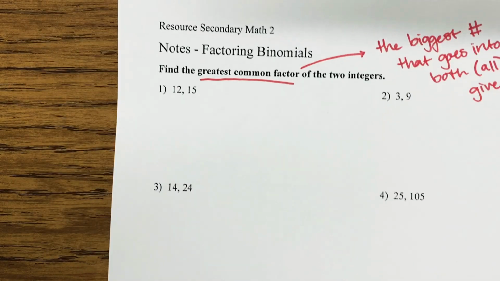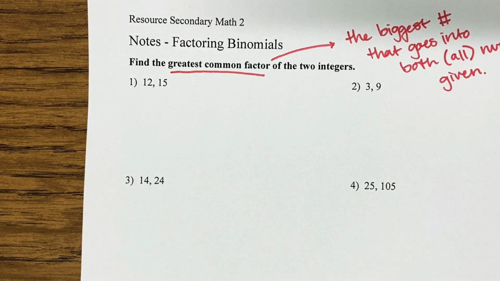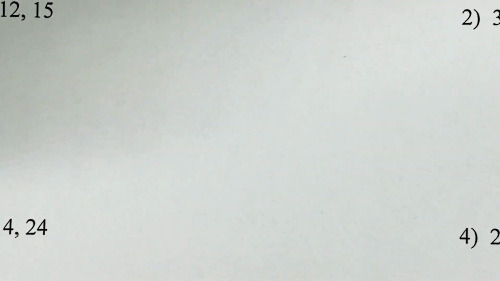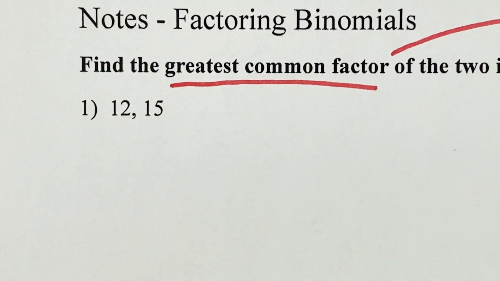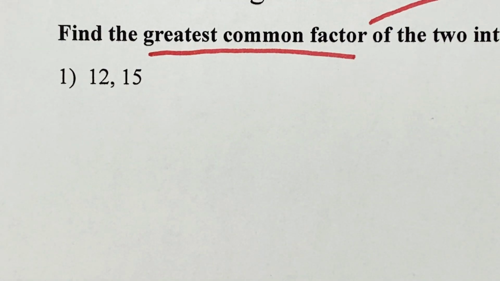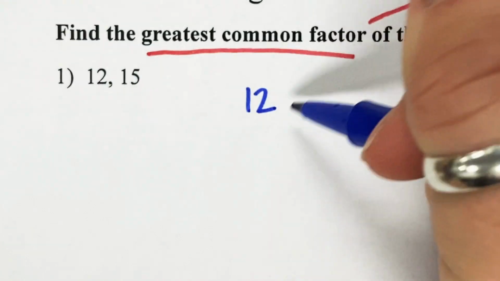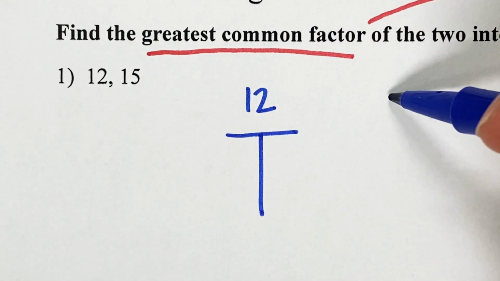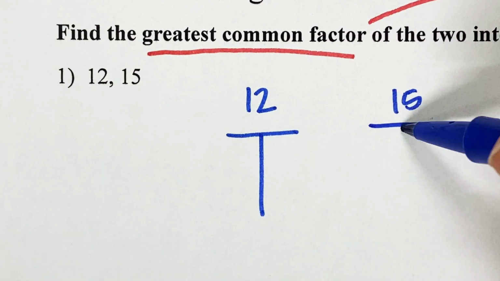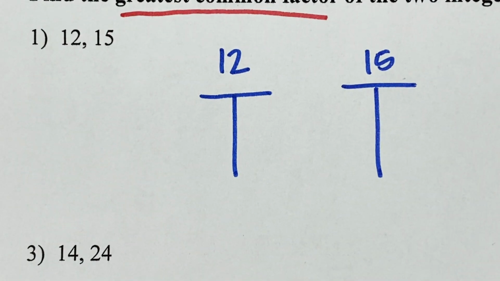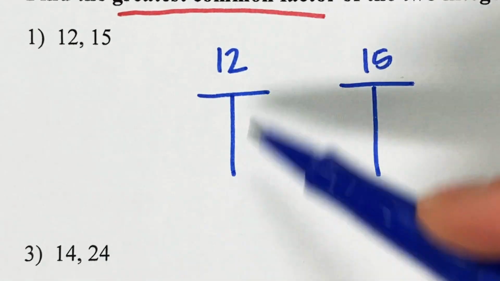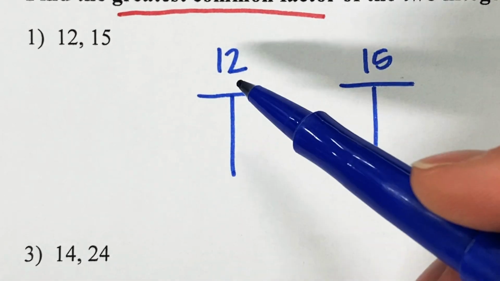So let's look at number 1. These directions are asking us to find the greatest common factor of the 2 integers, or the 2 numbers given. Here's what we can do. I'm going to make a factor list for 12 and for 15. For 12, let's figure out its factors. What numbers can you multiply together to get 12?